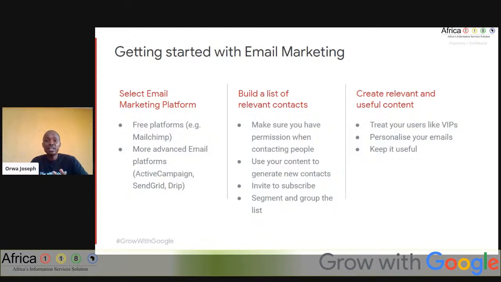Two, build a list of relevant contacts. Ensure that your email list is relevant to the content you want to create. And then create relevant and useful content to be sent to those people. Treat people as VIP. Personalize your email and keep it useful. For example, if you have a whole two pages of information you want to pass to these people, it will be tiresome to send that in an email. I will get tired. So if you can provide a short summary of that particular content, and provide a link from where people can click and go and read more, then you'll be doing good to the people, right? So make it useful.